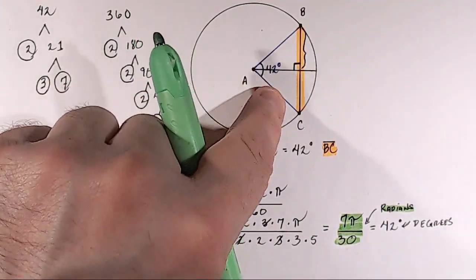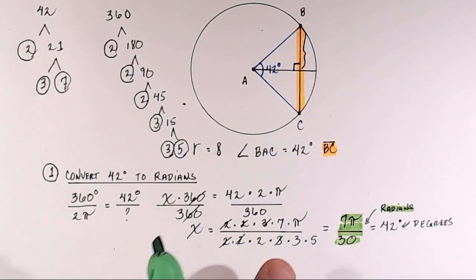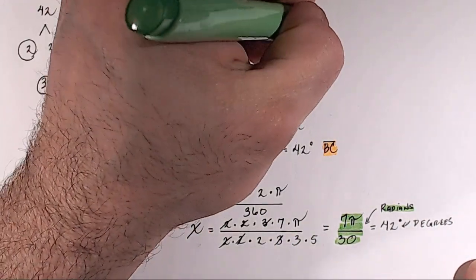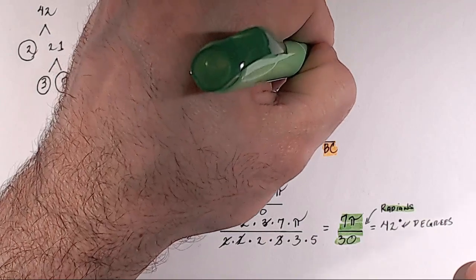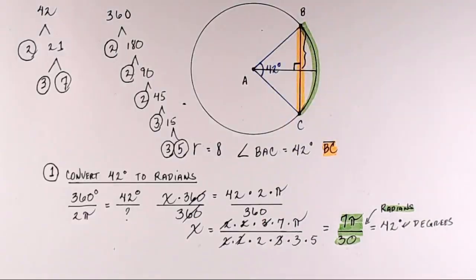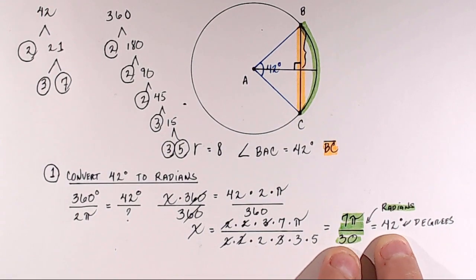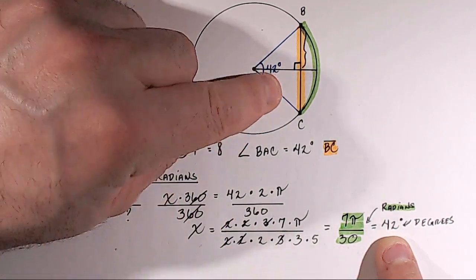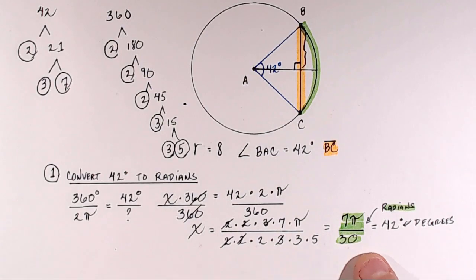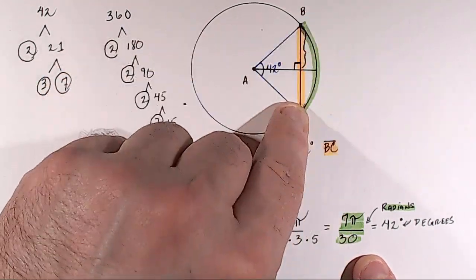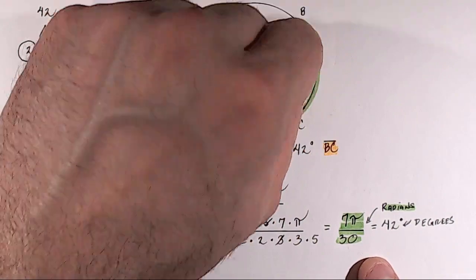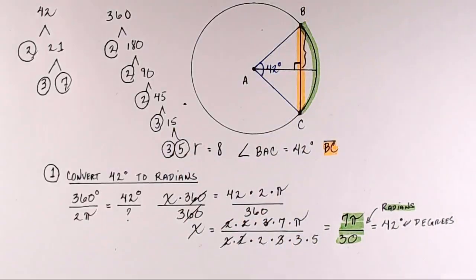You know how you said 42 degrees was this whole angle here? 7 pi over 30 radians is this distance. It is a portion of the perimeter. And I'm not sure that that's often talked about. So 42 degrees represents that central angle. In radians, it represents this portion of the total circumference of the circle, like the arc length right there. Okay?